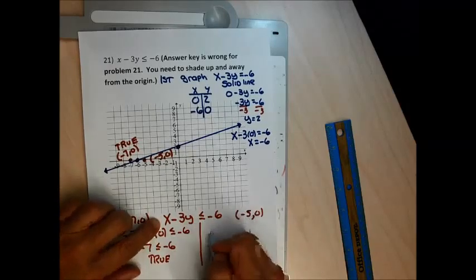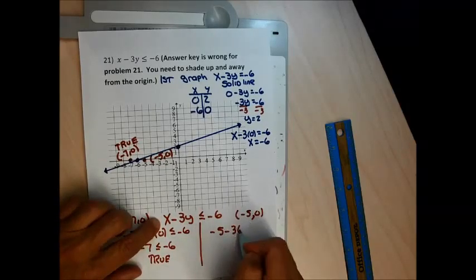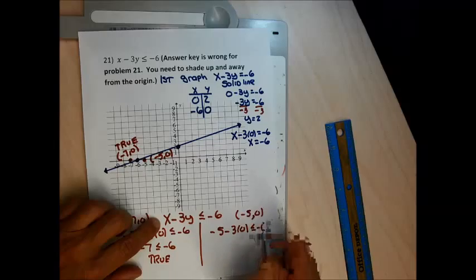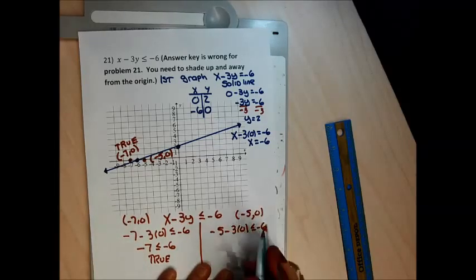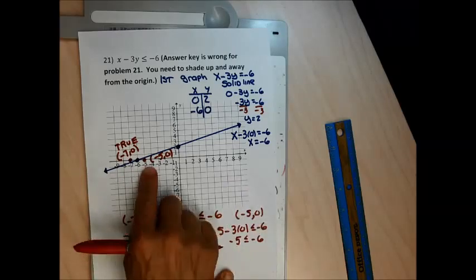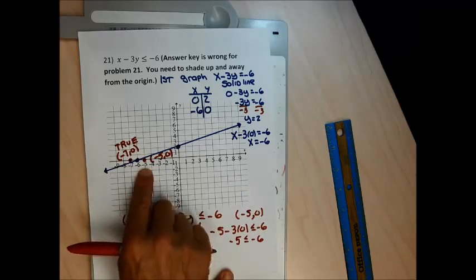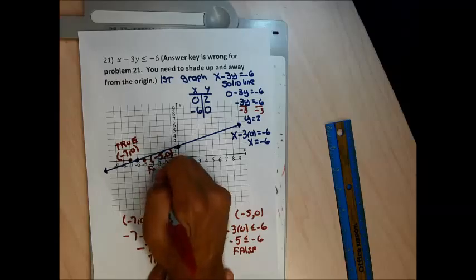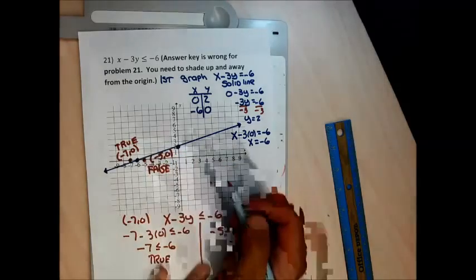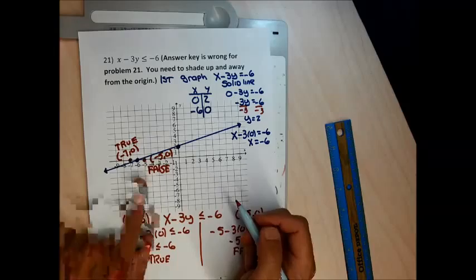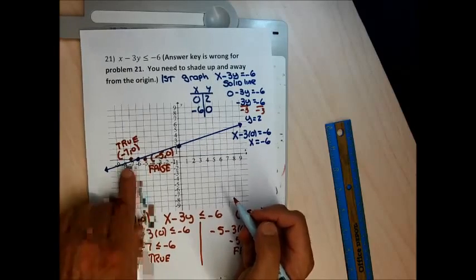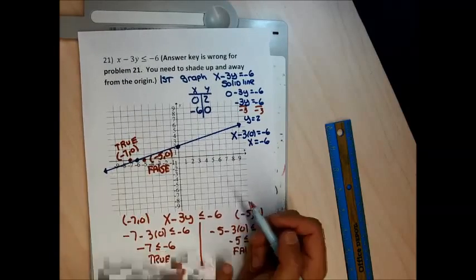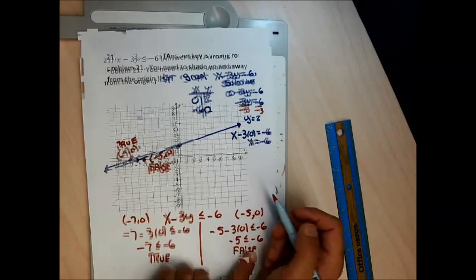Plug in negative 5 for x minus 3 times 0 is less than or equal to negative 6. The 0 piece goes away. This gives me negative 5 is less than or equal to negative 6. And negative 5 is to the right of negative 6, so it's bigger. It's not less than. So that's false. So a little bit harder when you're checking with negatives to tell if it's really bigger or smaller. To be smaller, you have to be further left. Negative 7 is to the left of negative 6, so it's smaller. Negative 5 is to the right of negative 6, so it's bigger.